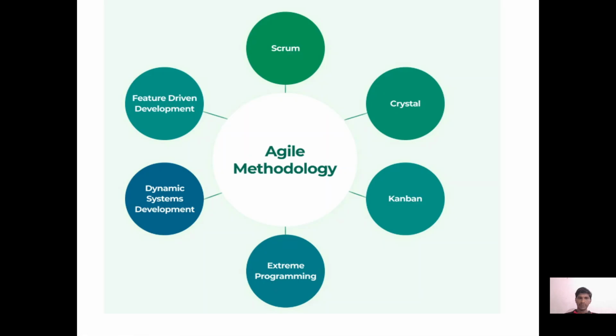Next is dynamic system development. In dynamic system development, the software is developed in a dynamic way, where you have different methodologies put together and you have development phases. When the requirement keeps on changing, you will go for dynamic system development. Next is feature driven development. Here you will focus on the overall product, that is a feature centric model.